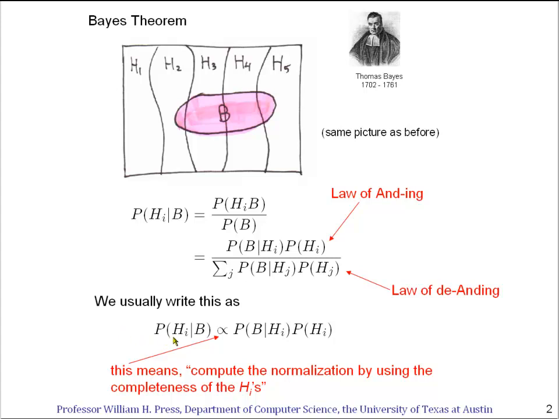Notice that this gives a way of reversing the order of a conditional. In other words, if we can compute the probability of B given H sub i, then this tells us how to compute the probability of H sub i given B, with just the additional caveats that we have to know the probability of the H sub i unconditioned here, and that to get an actual probability we'll have to resolve this proportion sign by computing this. This is called the Bayes denominator.